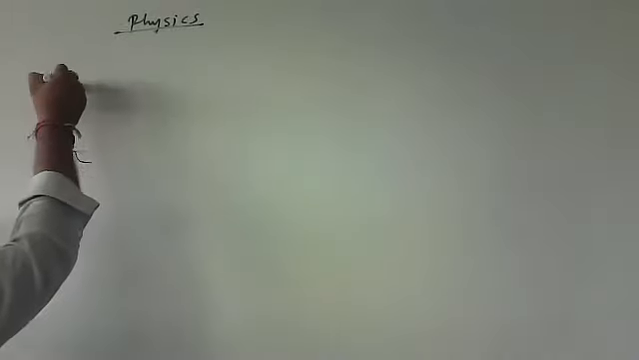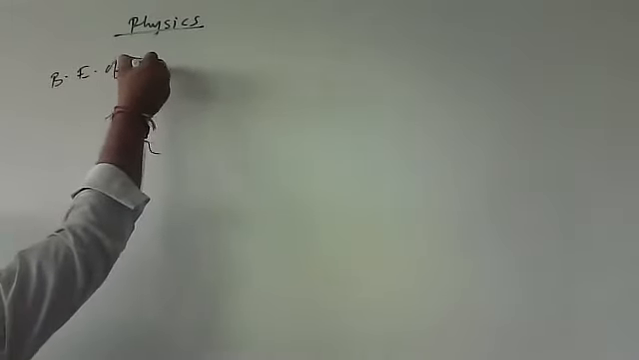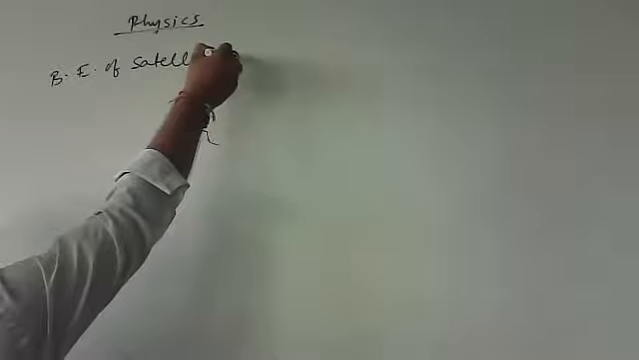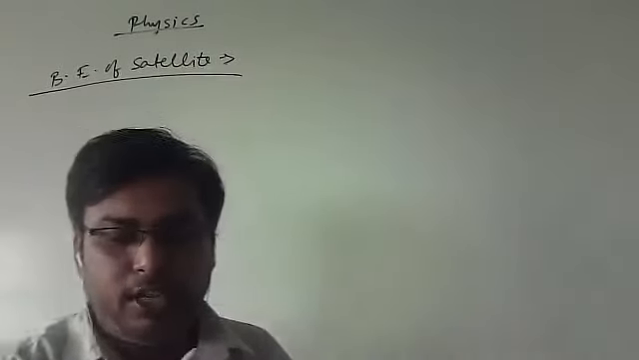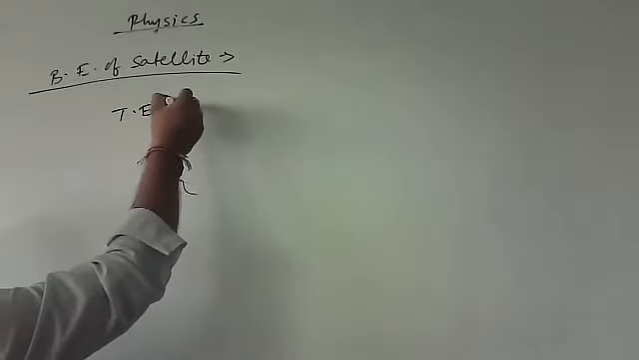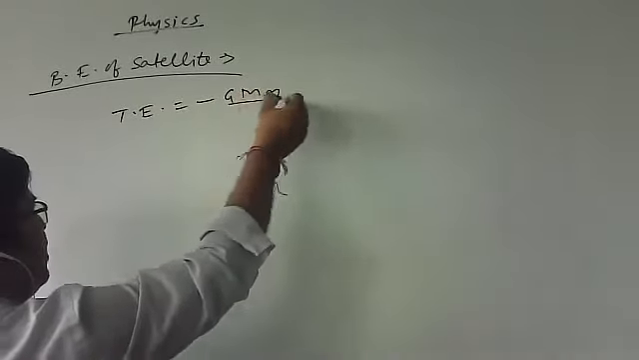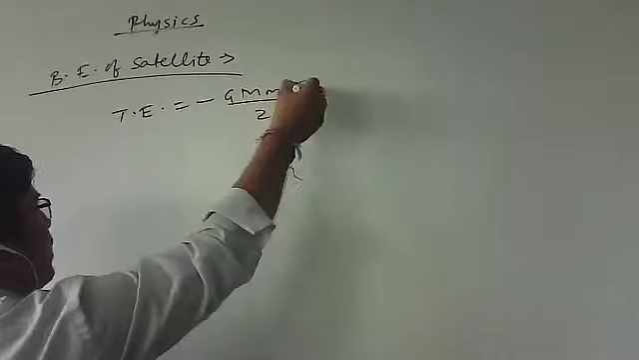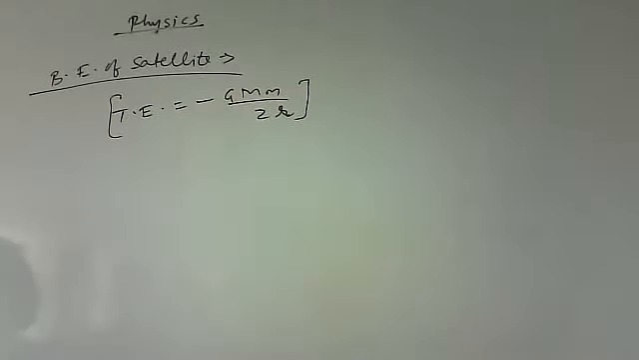Binding energy of a satellite. Just before, we discussed the total energy of a satellite, and we calculated it. What is the total energy of the satellite? That is minus GMm divided by 2r. That is the expression of total energy. Total energy is available as negative.